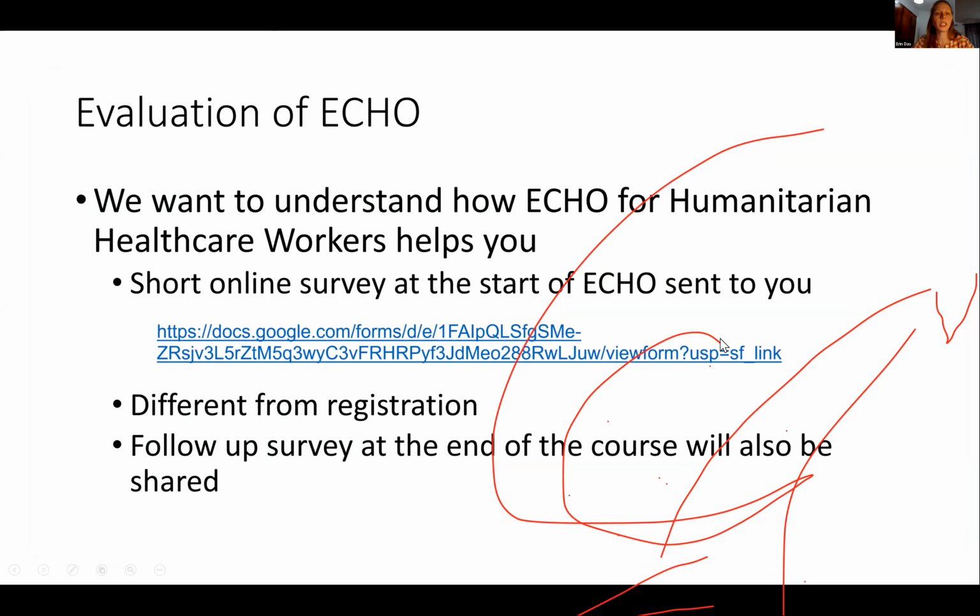In terms of evaluation of this program, we did send out an email earlier today in which we've asked you to fill out a short online survey at the start of this program. This is a different survey than the registration, and it is a voluntary survey for some research that we are trying to collect. We will also ask you to do a follow-up survey if you are interested at the end of this course.